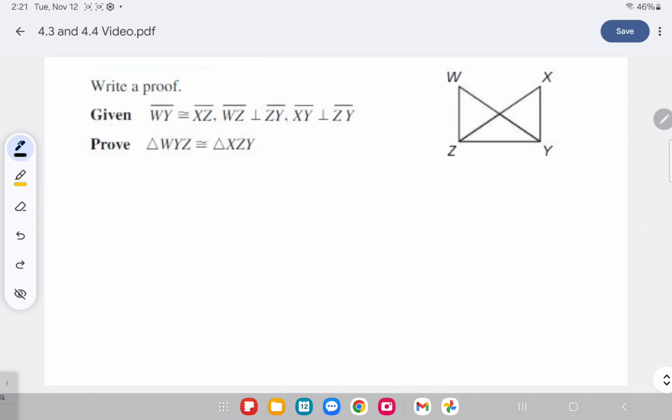All right, one last example. And I just want to show you with this one, sometimes it's helpful when you've got overlapping pictures. Sometimes I like to draw the two triangles separately so I can see them a little bit more clear. You don't have to do this, but it might make things a little helpful for you.